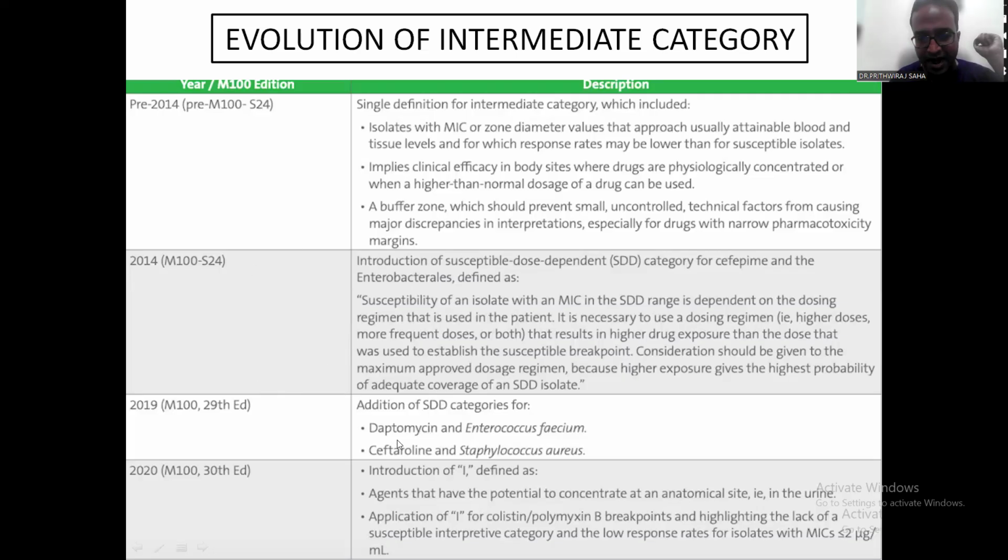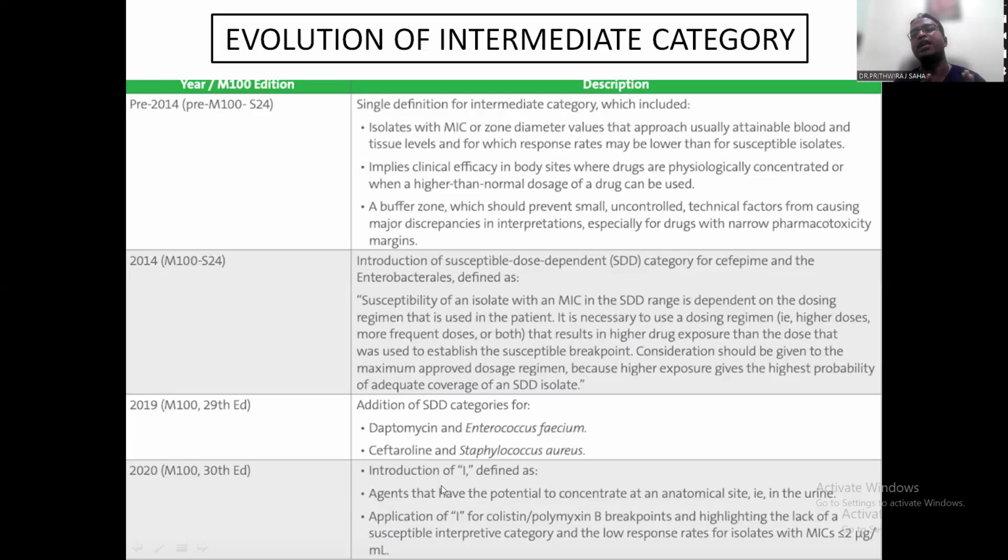In 2019, they introduced another term for I. You all may sometimes get in the antibiotic susceptibility testing chart the term susceptible dose dependent. They introduced this term for cefepime, next for daptomycin, and for ceftaroline also. But now this SDD term is not further used. Again, in 2020, they have come back to I.